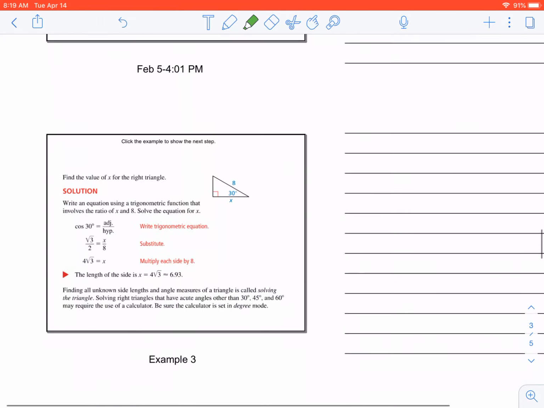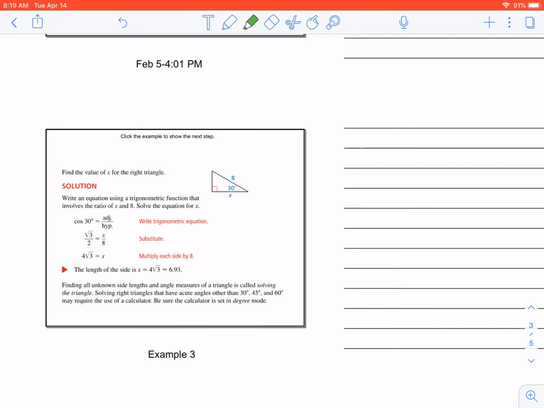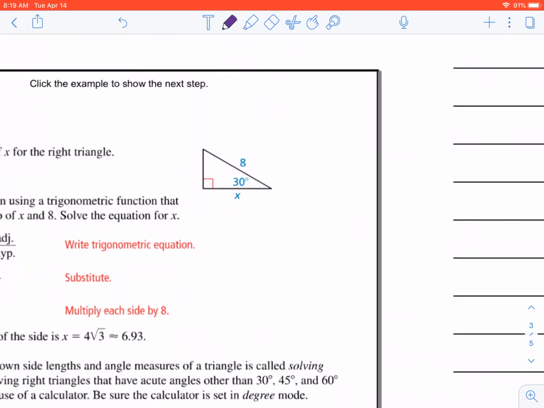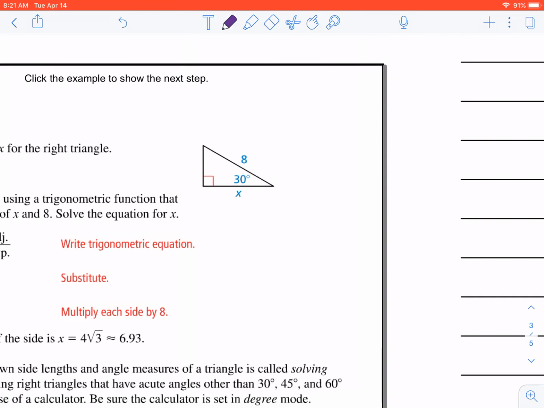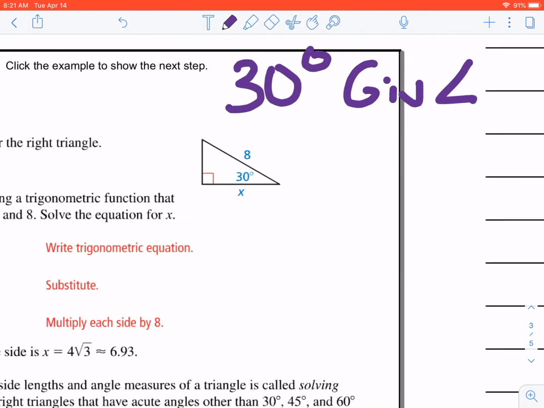So let's look at this problem right here, example 3. Example 3 gives us a right triangle. It says, let's find the missing side length. Well, the first thing you need to do on this right triangle is that 30 is your given angle. So 30 degrees is my given angle, and everything's going to be based off that.